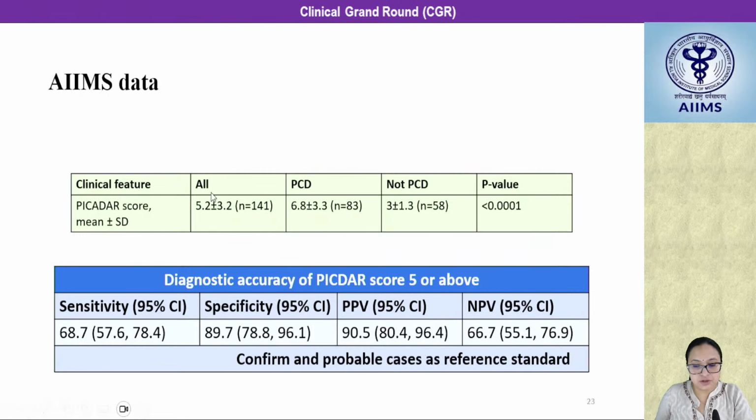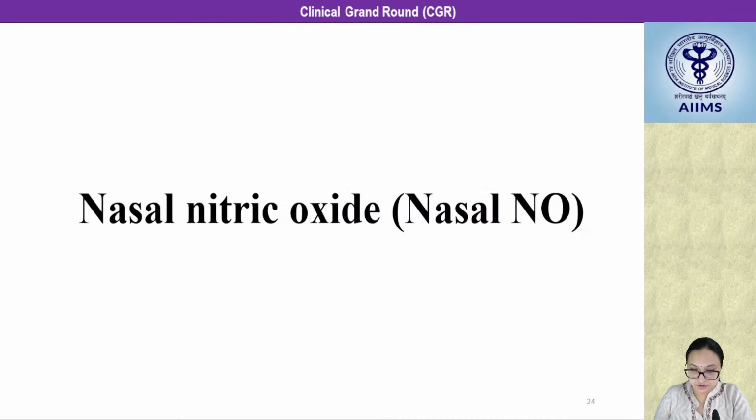At AIIMS, the mean PICADAR score for all the screened patients, that is the 141 patients, was 5.2. In the patients who were diagnosed to have PCD, it was 6.8. In the ones who were not found to have PCD eventually after later testing, the score was around 3. The diagnostic accuracy of the PICADAR score of 5 or above is 68.7% and the specificity is 89%. It carries a 90% positive predictive value and a 66.7% negative predictive value.